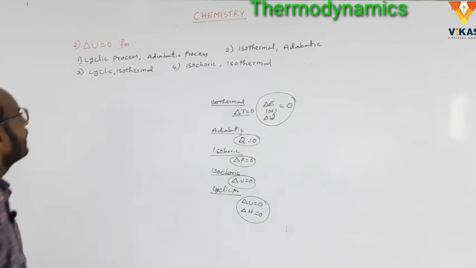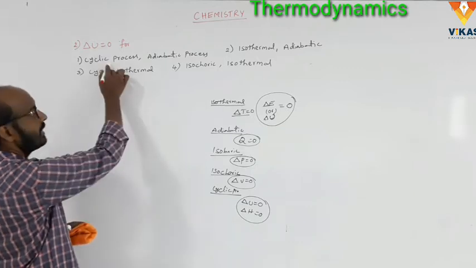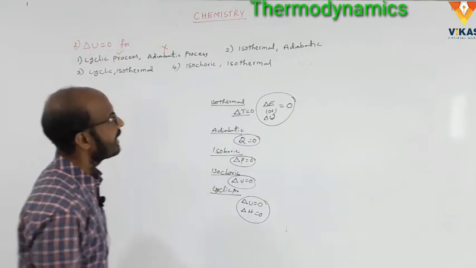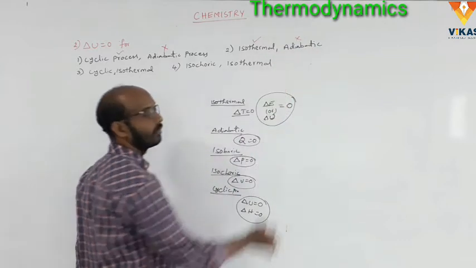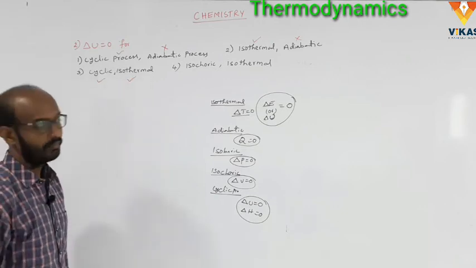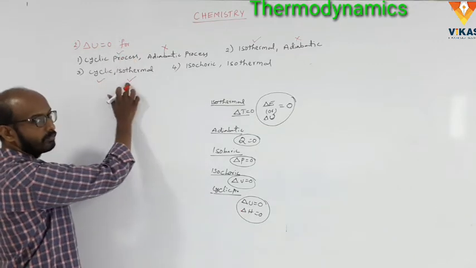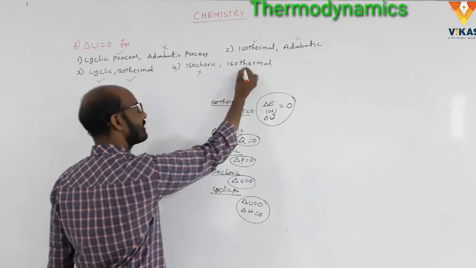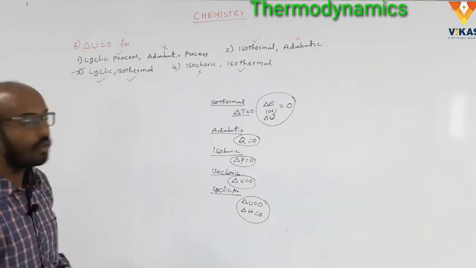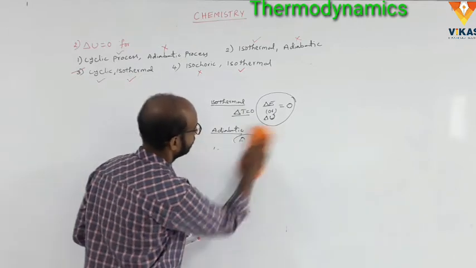Based on these points, delta U is 0 for cyclic process, yes, but adiabatic is wrong. Cyclic is okay, but adiabatic is wrong. Isothermal and adiabatic: isothermal okay, adiabatic wrong. And cyclic okay, isothermal also okay. Why? For isothermal delta U is equal to 0, for cyclic delta U is equal to 0. The fourth one, isochoric is wrong, isothermal is okay. Among these four options, which one is correct? Delta U is equal to 0 for cyclic and isothermal process. Okay? Next one.